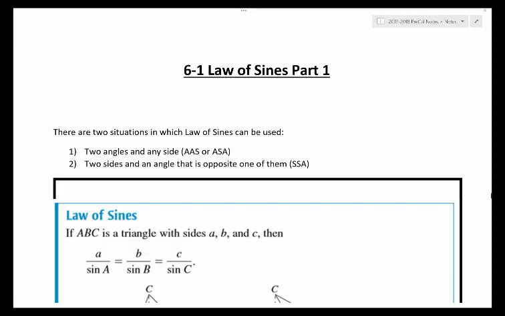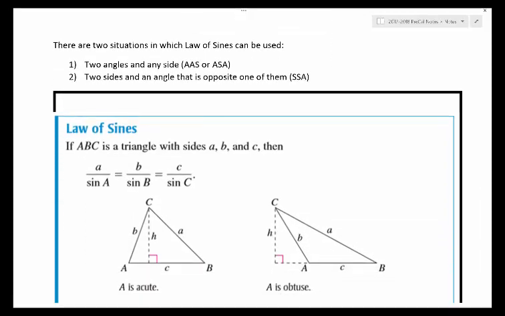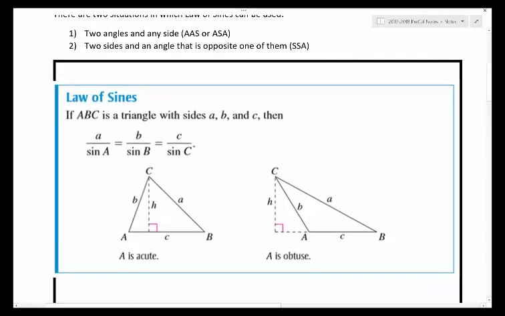The law of sines, in 6-1 and 6-2, we're dealing with laws of sines and cosines. Those laws are for triangles that are not right triangles. Let's say I have a triangle that's not a right triangle, and I want to find missing sides or angles based on the information that I have. The law of sines basically says that if I have any two sides and an angle, or any two angles and one side, and they have a certain relationship, then I can use the law of sines to find them.